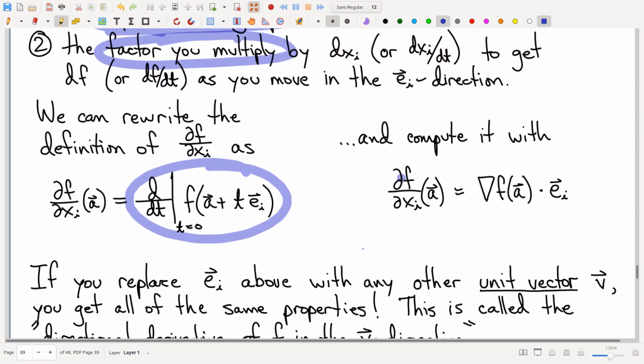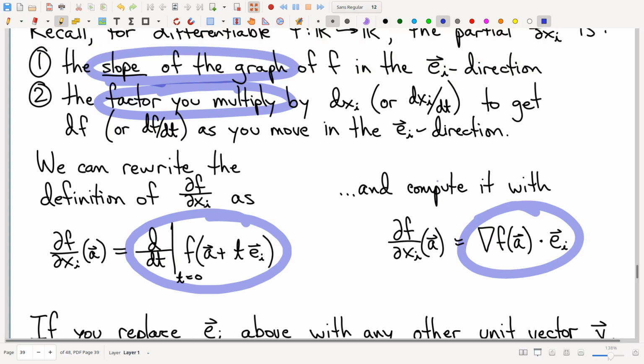And then we have also previously seen this expression right here. Might not look like it, but the gradient is a vector whose coordinates are the various partial derivatives, and EI is a vector that's all zeros, except for a single one in a particular position, and so when you do that dot product, you literally get that partial derivative. Okay, so summarizing, all four of these things are equal to each other.